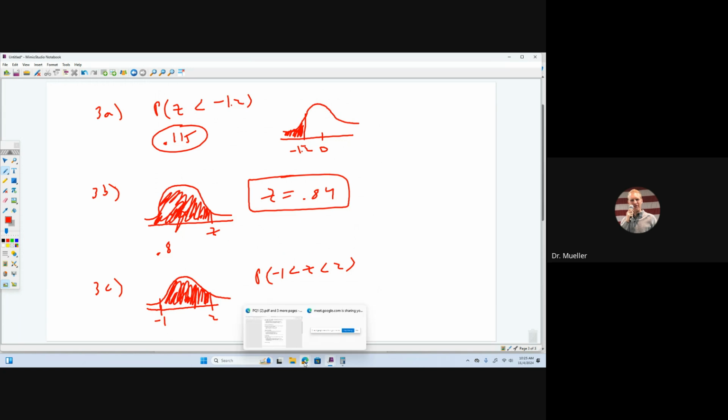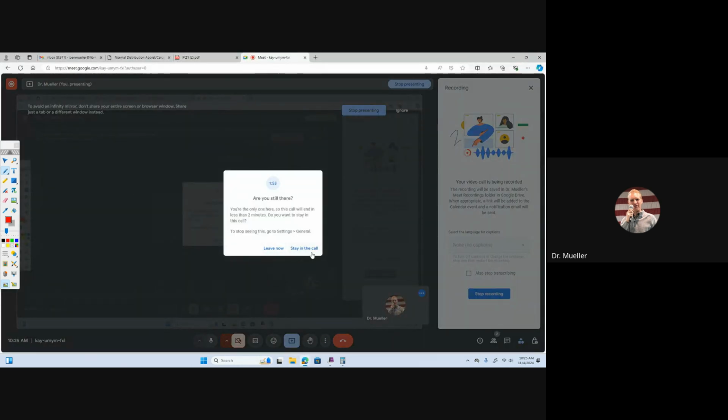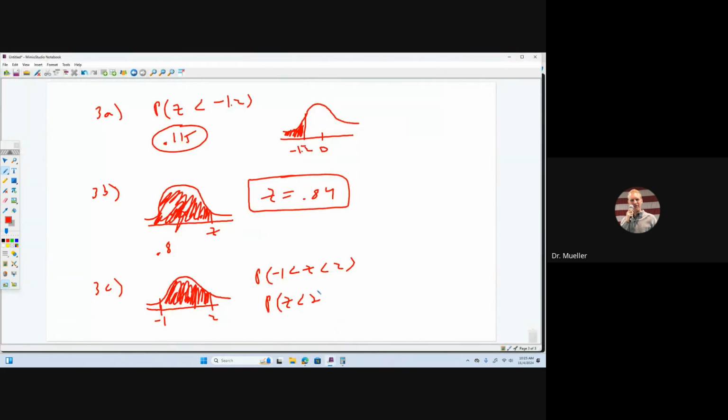So if we go to our calculator here, the way that we actually do this is we calculate the probability that Z is less than 2, should be this one. Just go back, make sure. Stay on the call, there we go. Okay, so calculate the probability that Z is less than 2 minus the probability that Z is less than negative 1, and that will give me the area between.